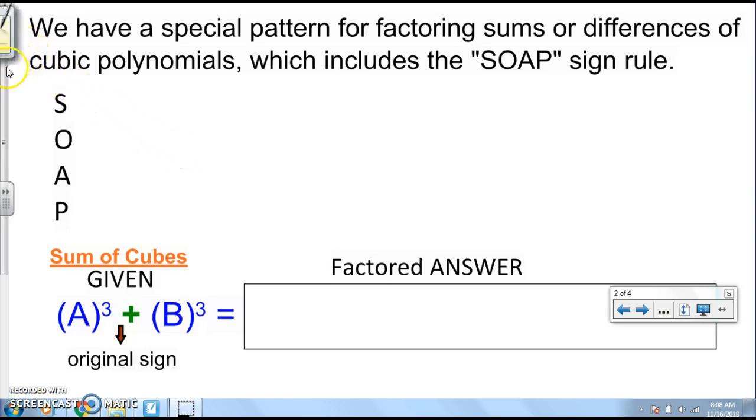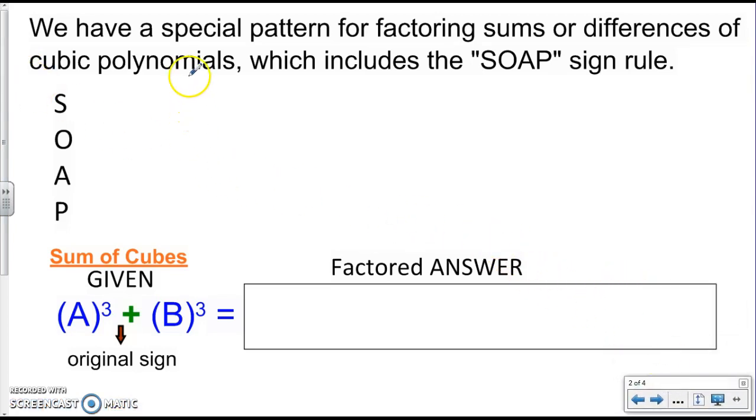So when we factored using difference of squares, we looked at special patterns where we could take the square roots of both and had a minus sign in the middle of our binomial. For sum and difference of cubes, it works if we can take the cube root of both parts, and it doesn't matter if we have a plus or minus sign in the middle. We use SOAP to help us remember the signs, so we just need to know the pattern.